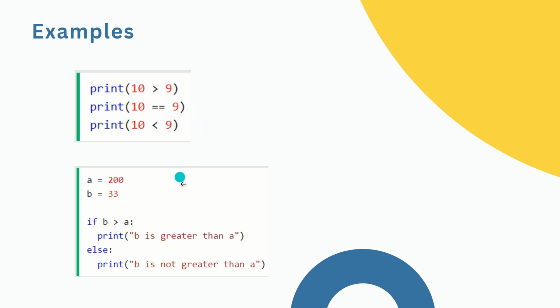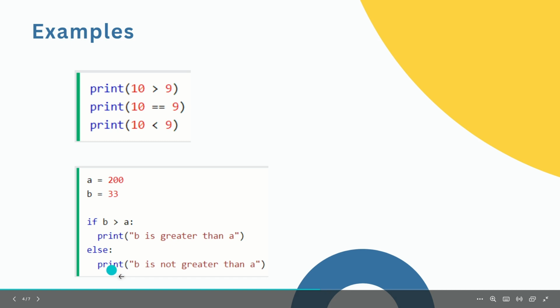Now in the second example over here, we are taking A as 200 and B as 33. Now we are writing an if else condition. We'll discuss if else and loops later on in the series, but it is pretty basic to understand at least. If something is true, then execute some lines of code, else some other lines of code will be executed. So if B is greater than A, then this will be printed, else this will be printed. It is pretty simple.